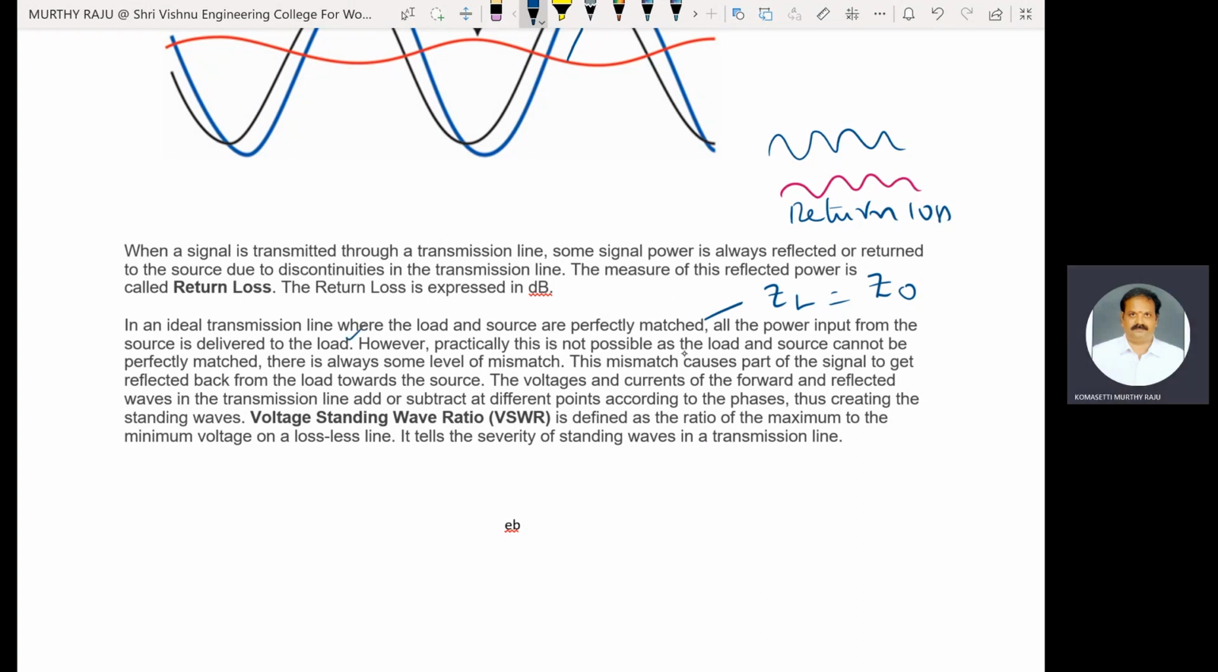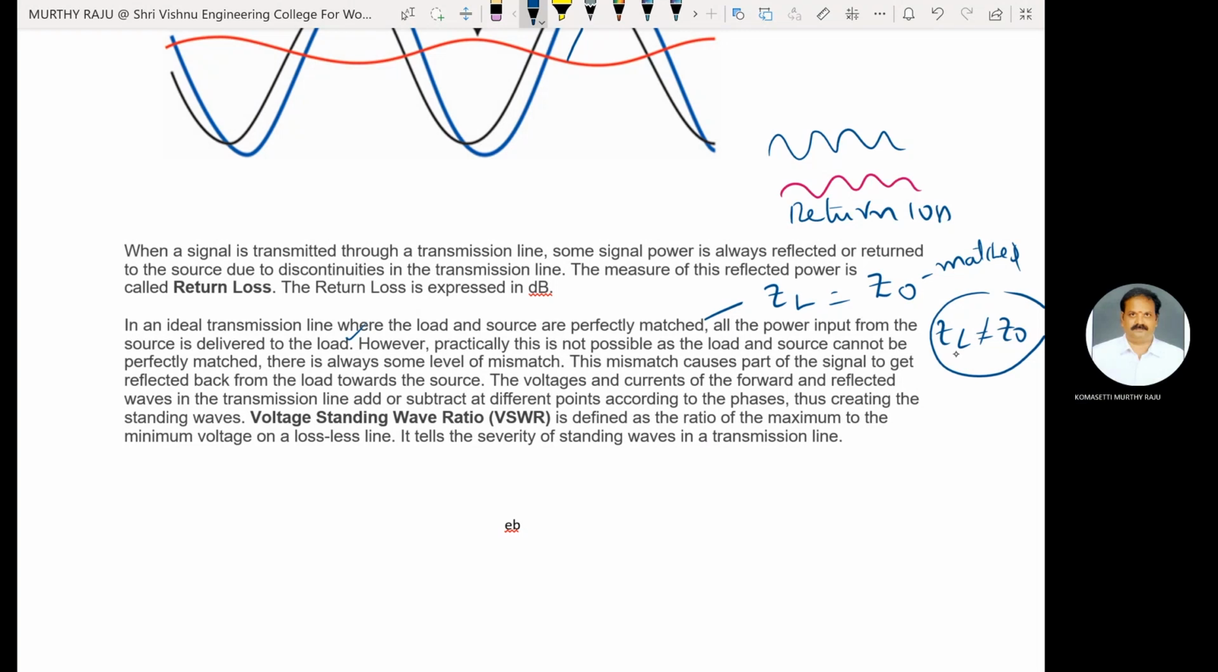However, practically, this is not possible. Ideal conditions are not possible as the load and source cannot be perfectly matched. That means ZL is not equal to Z0. There is always some level of mismatch. This is the matched condition. This one is a mismatch condition. This mismatch causes part of the signal to get reflected back from the load towards the source. The reflected waveform is indicated by red color.